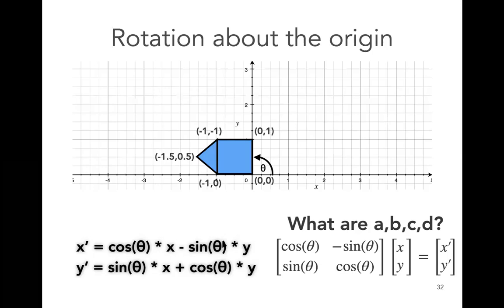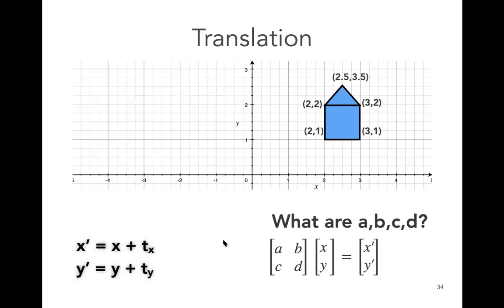So great. Now, what have we done so far? We've done nothing, the identity transformation. We've done uniform scaling. We've done non-uniform scaling. We've done reflection. We've done rotation. And how about translation? Okay, so what are A, B, C, and D?